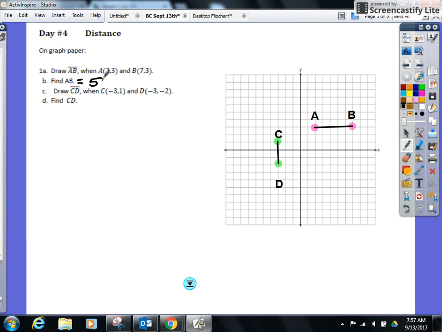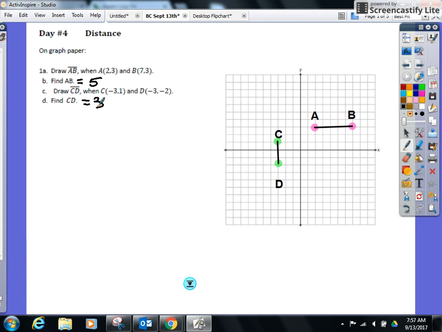Same thing here. Take a look at part D. I dropped the line segment symbol, so now we're looking for the distance of CD. Can I count that now? And how long is CD? 3 units. No issues, right? No big deal. What's so tough about today?